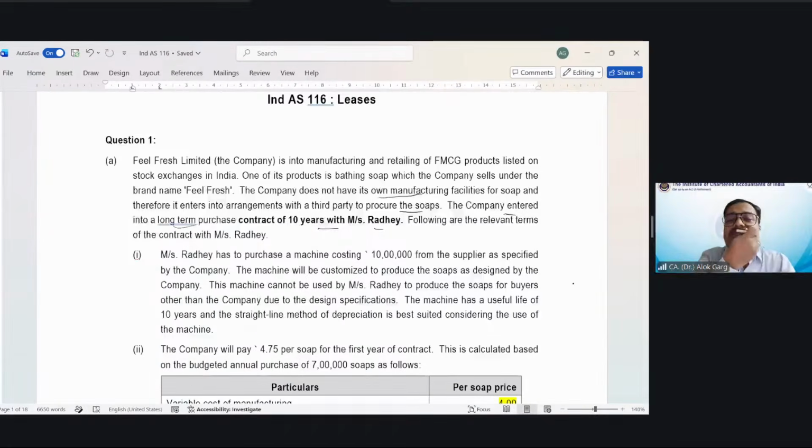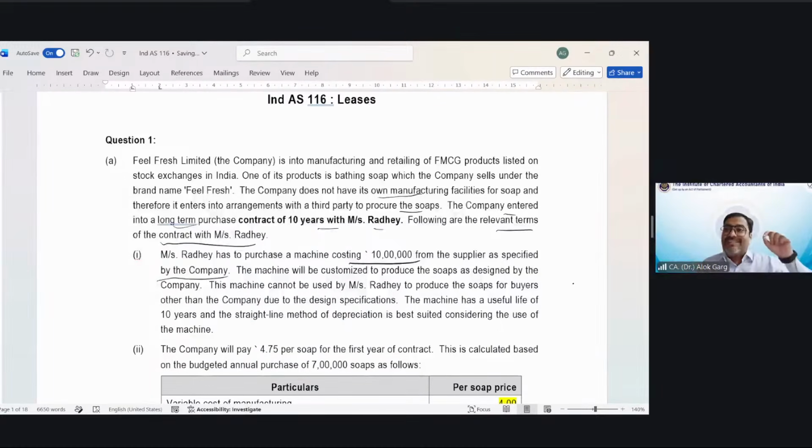So friends, Messrs. Radhe is the supplier and Feel Fresh is the buyer. Following are the relevant terms of the contract with Messrs. Radhe. Messrs. Radhe has to purchase a machine costing rupees 10 lakh from the supplier as specified by the company.